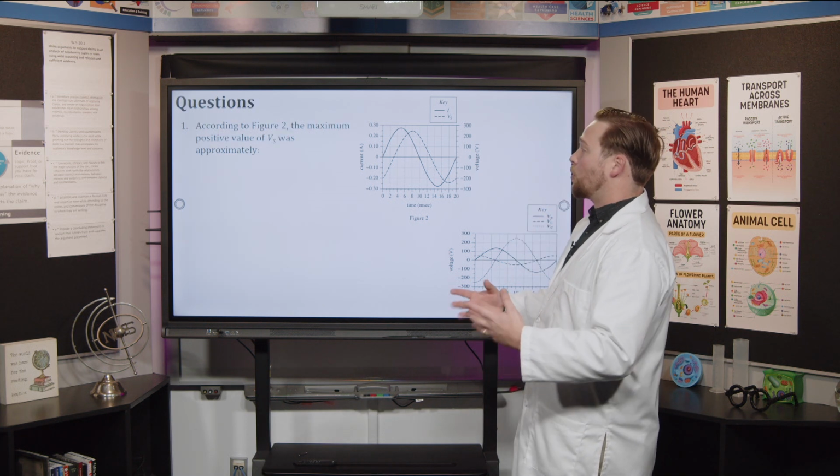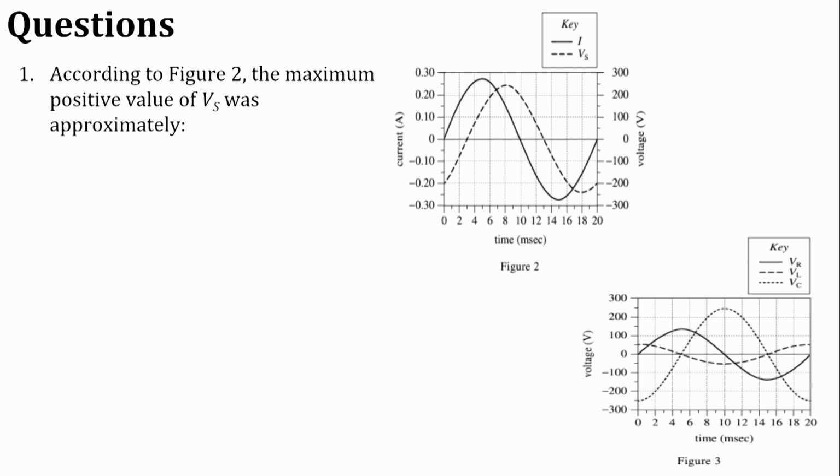Okay? So number 1 says, according to figure 2, the maximum positive value for VS was approximately... Okay, so what do I want to do here? Well, it's telling me where to look, right? I don't really need any background information. The question tells me exactly where to look. It says, according to figure 2, so I'm looking here. The maximum positive value for VS was what?